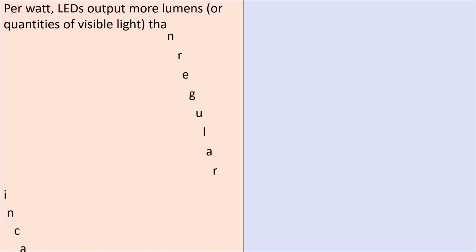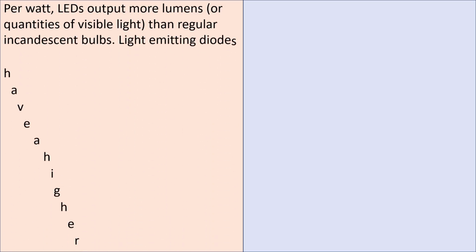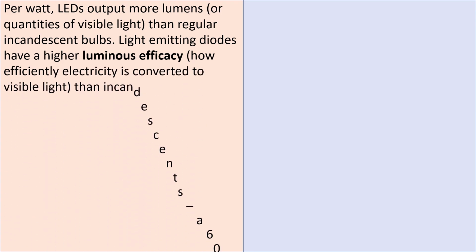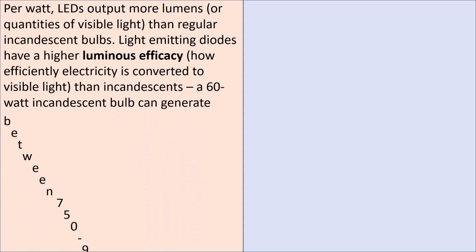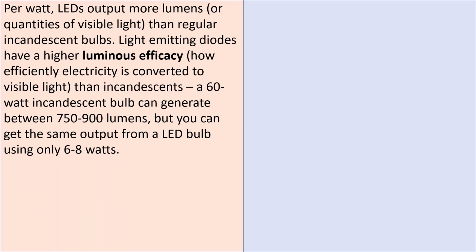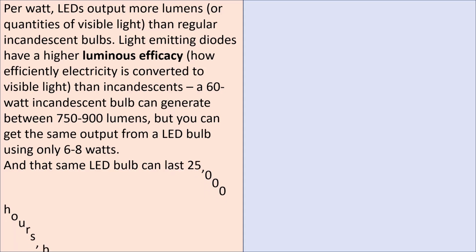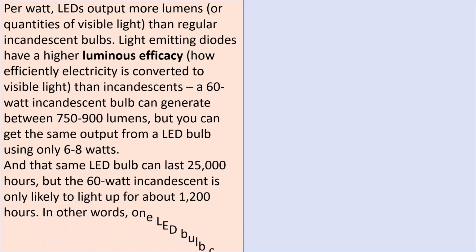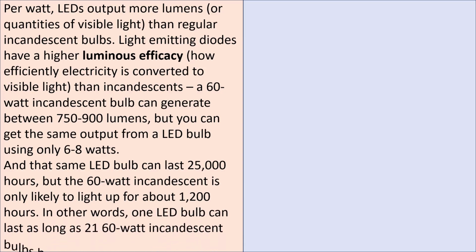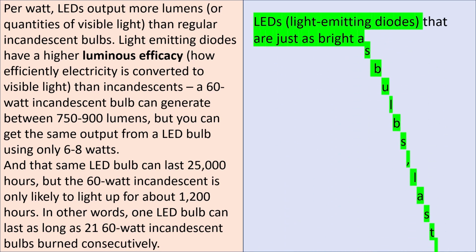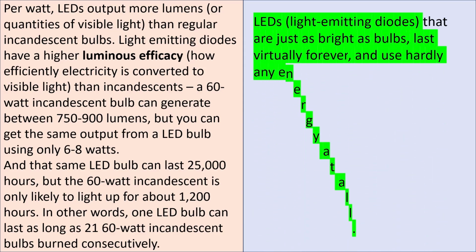Per watt, LEDs output more lumens, or quantities of visible light, than regular incandescent bulbs. Light-emitting diodes have a higher luminous efficiency than incandescents. That means how efficiently electricity is converted into visible light. A 60-watt incandescent bulb can generate between 750 to 900 lumens, but you can get the same output from an LED bulb using only 6 to 8 watts. And that same LED bulb can last 25,000 hours, but the 60-watt incandescent is only likely to light up for about 1,200 hours. In other words, one LED bulb can last as long as 21 60-watt incandescent bulbs burning consecutively.